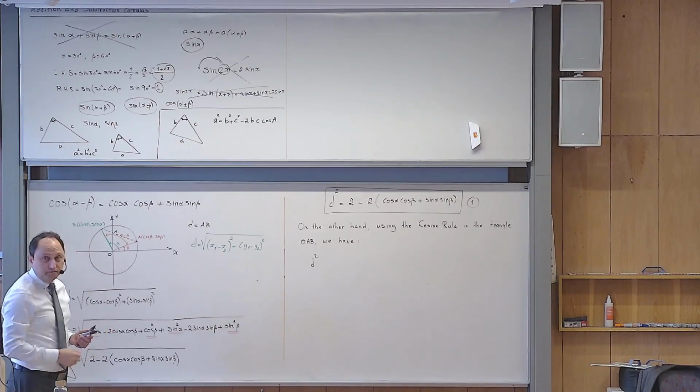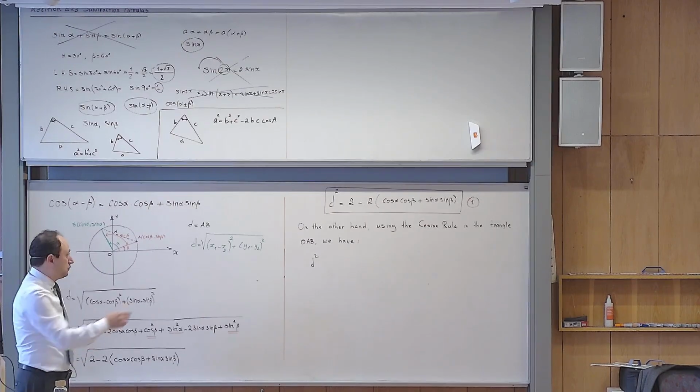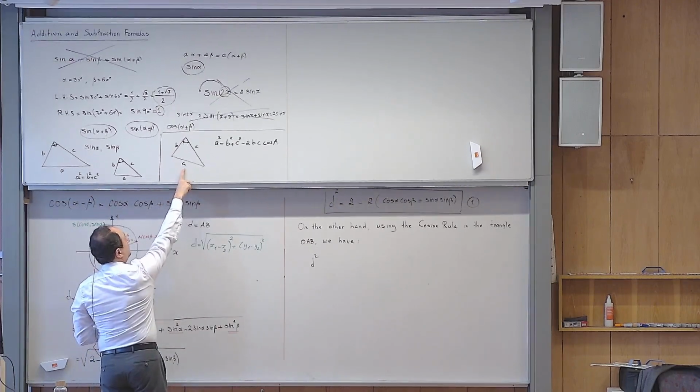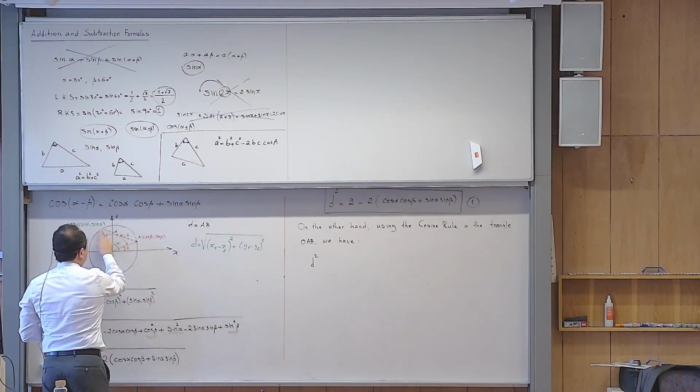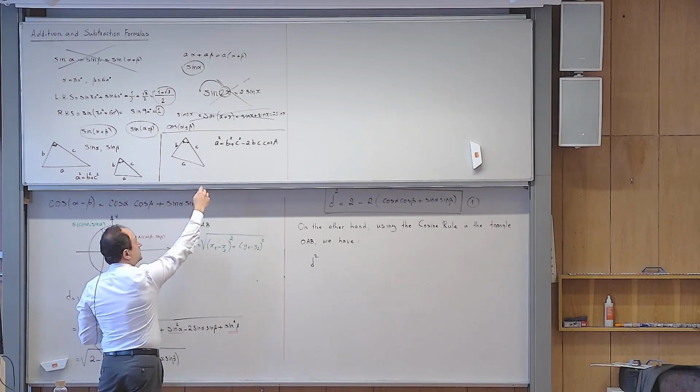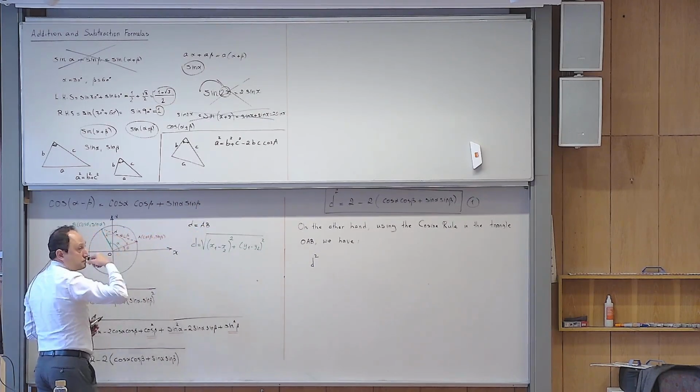What? Yes? 2 plus 2 times beta minus, minus 2 times 2 cosine alpha. No. So what was the message? If you are interested in the square of a side, in this case I am interested in the square of this side, d squared. This is equal to the sum of the squares of the other ones. Yes? So what is this?